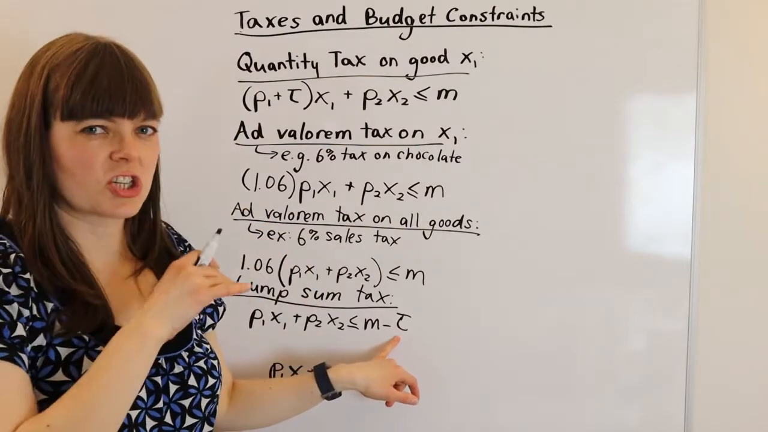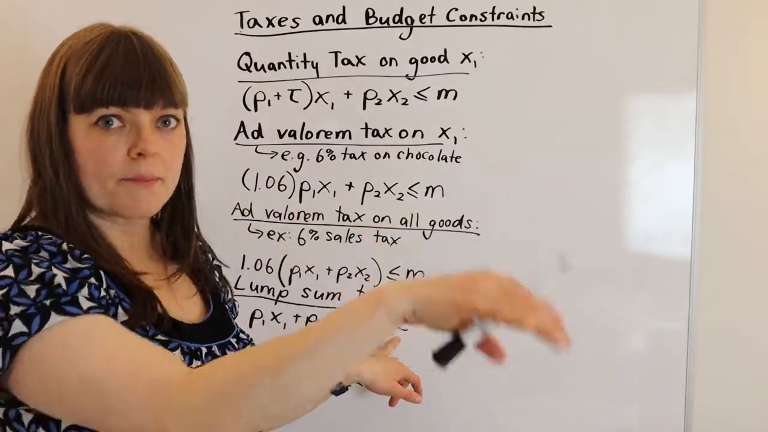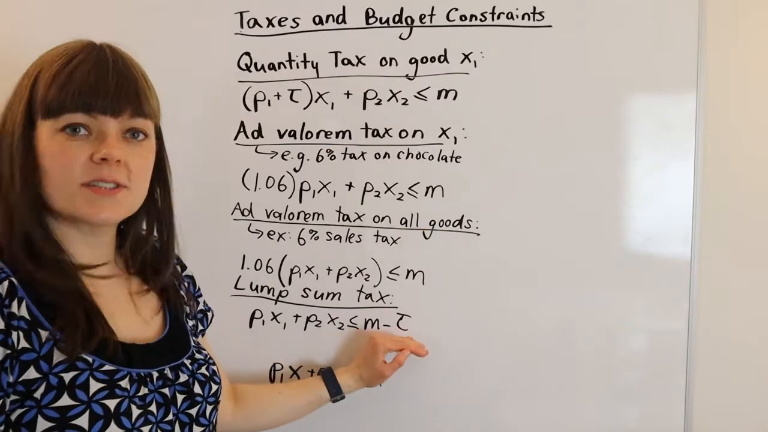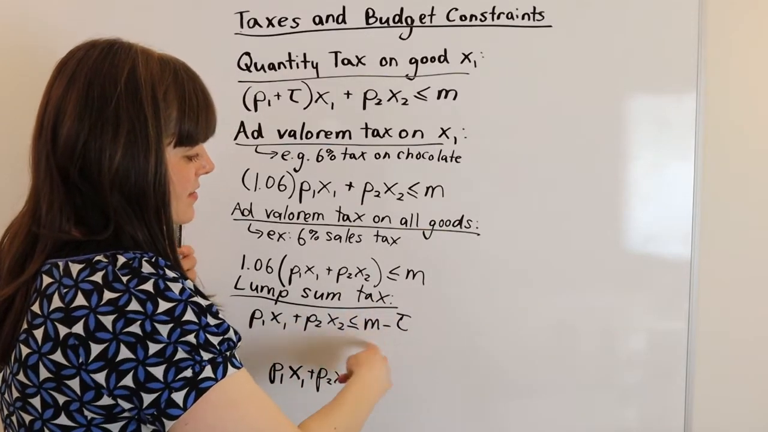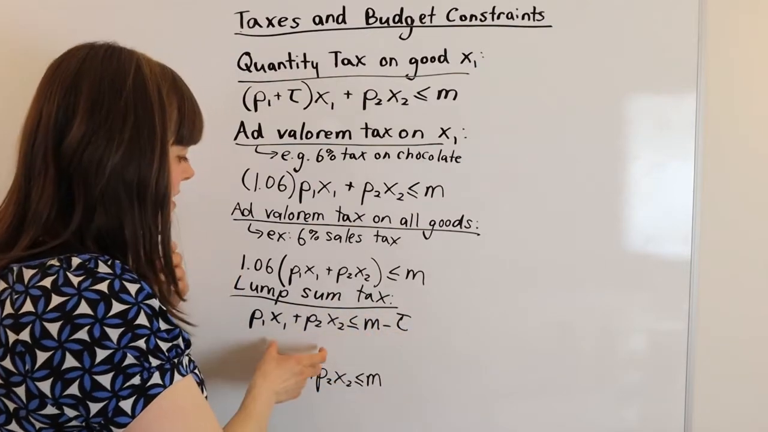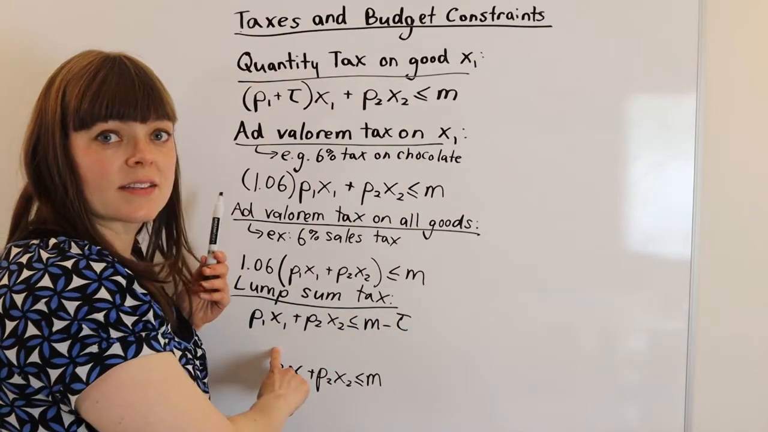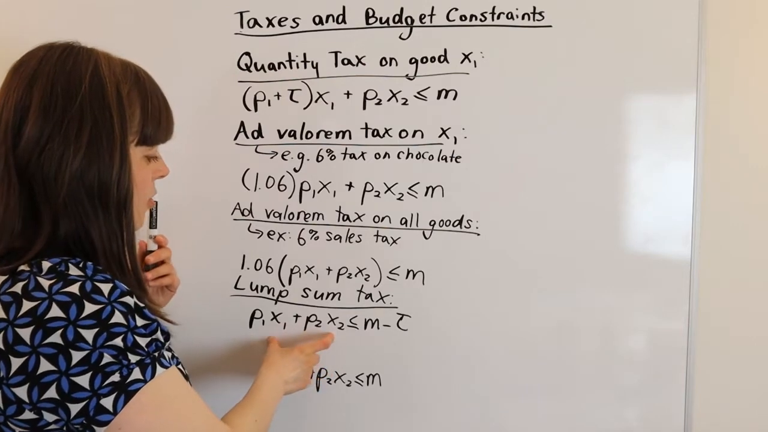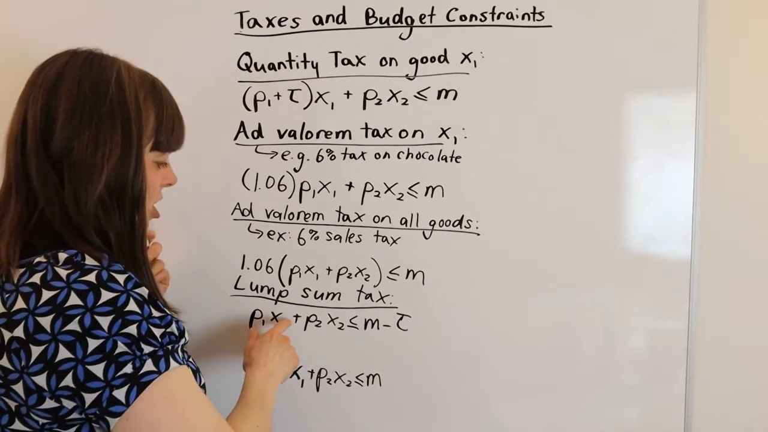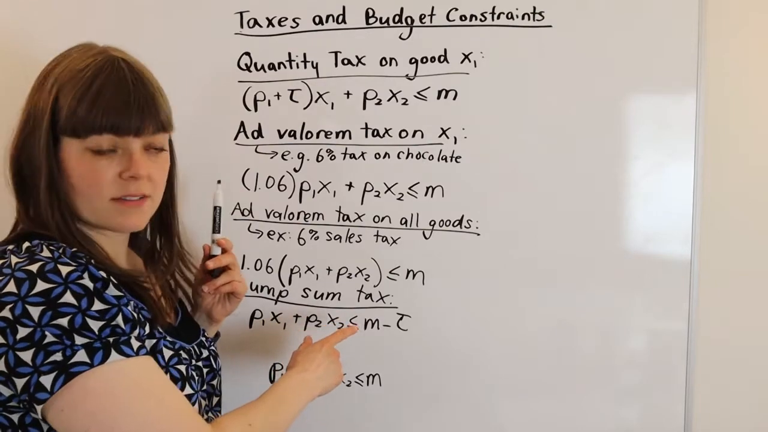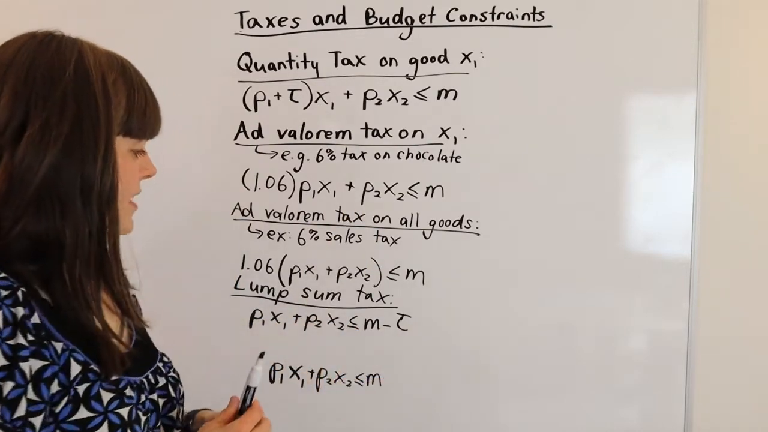This lump sum tax is just $20 per head, per person. So that's going to reduce the amount of money you actually have. So it's going to be affecting this side of the equation, the amount of money you have to spend, whereas your total spending, this side, is still going to be just what it always was in a budget constraint, spending on chocolate plus spending on strawberries. That's a lump sum tax.